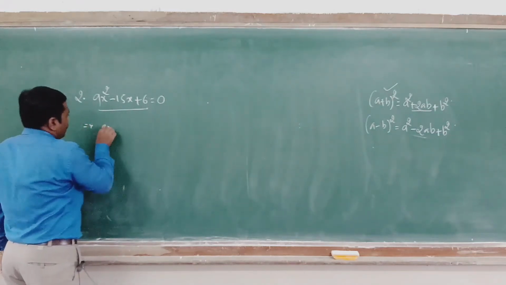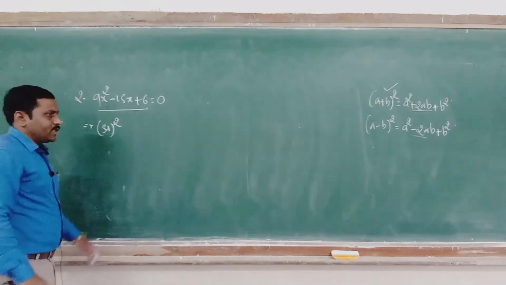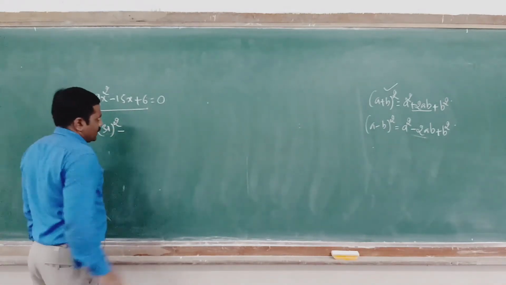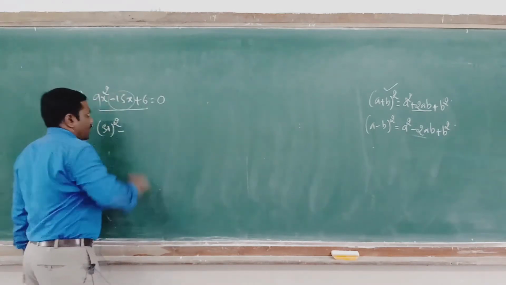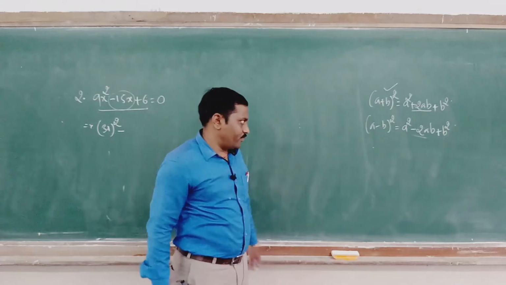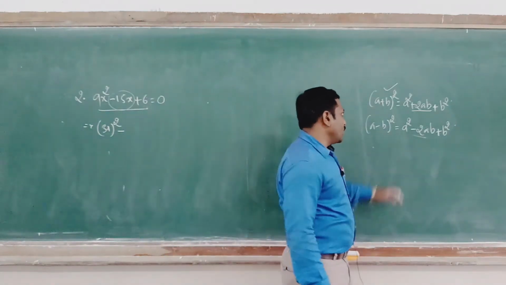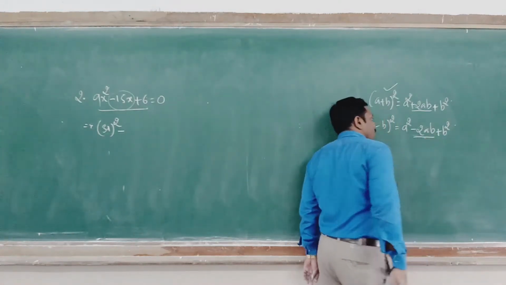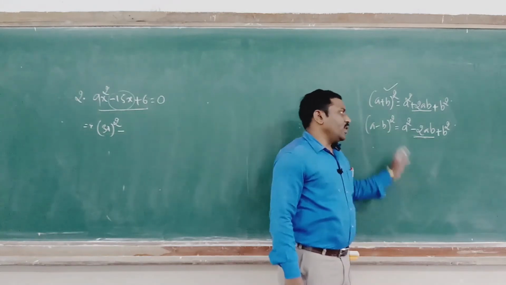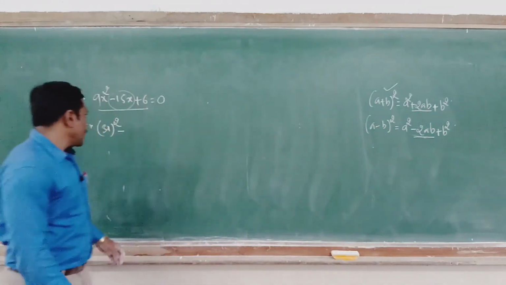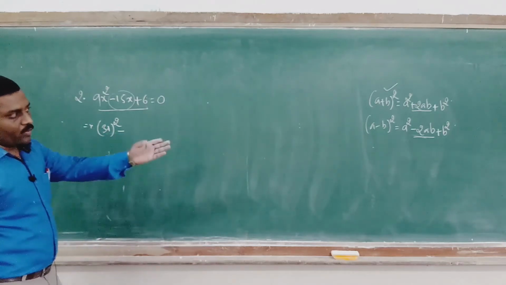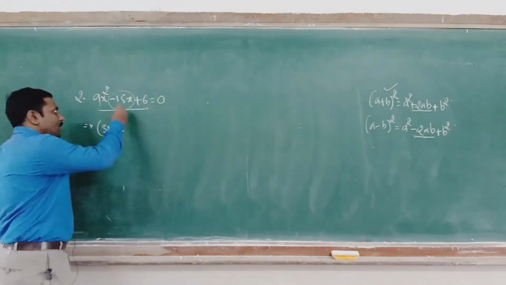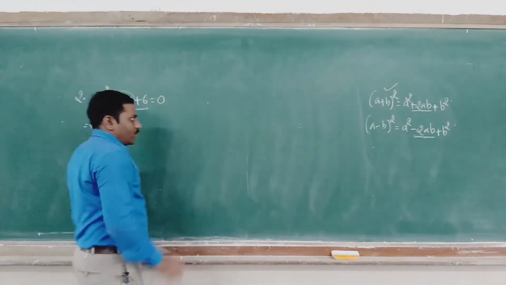Here, 9x square can be written as 3x whole square minus. Looking at the middle term, it is negative. So in the two given formulas, which one has the negative middle term? Obviously this one. This formula will be applied to the given example: a minus b whole square is equal to a square minus 2ab plus b square.